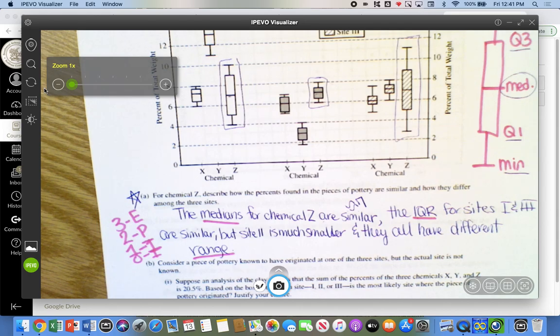What would you guys say? Did you guys say site 1, 2, or 3? And if you totally guessed, it's fine, but what site did you say? So I see a couple people say site 1. Did anybody say site 2? Did anybody say site 3? You said 1?